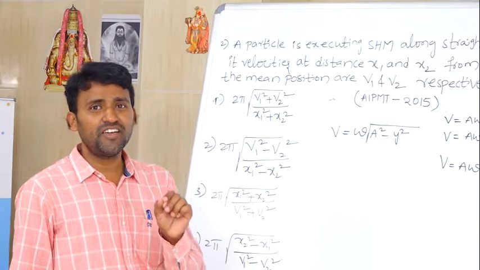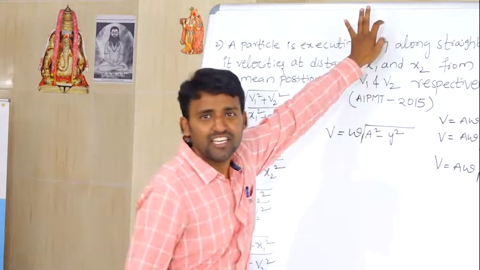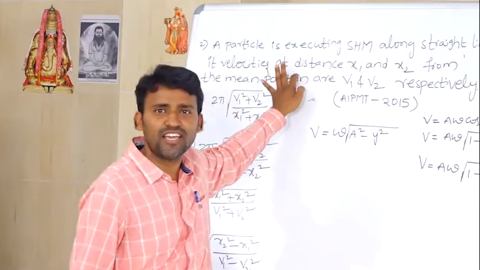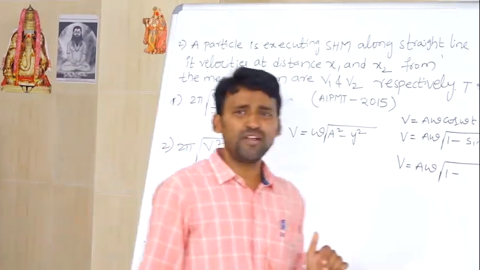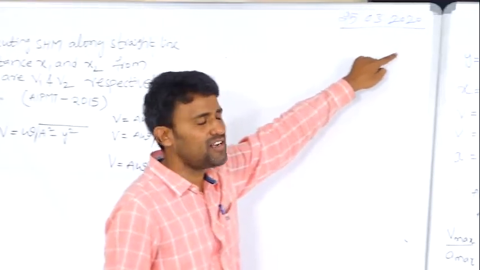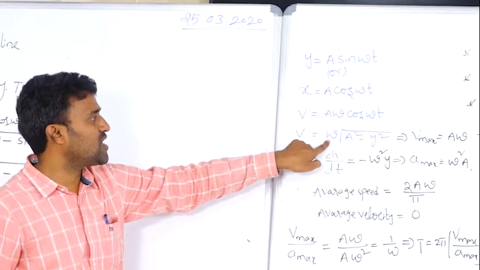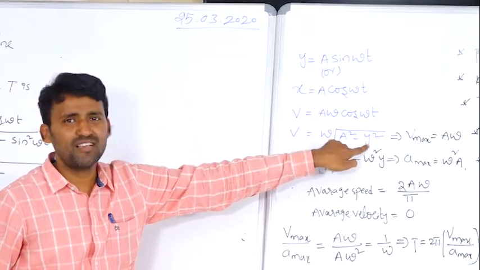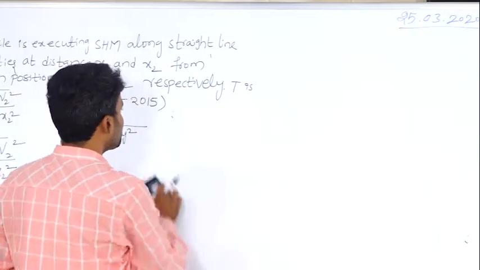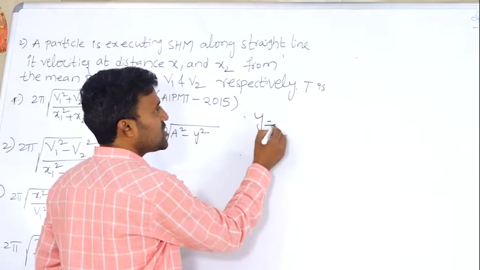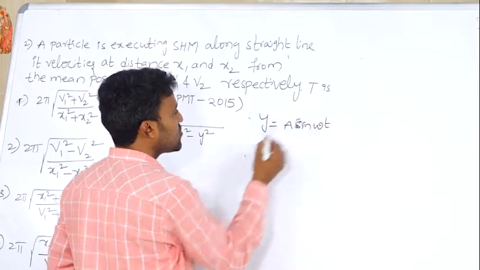In the numerical problem, the relation between the displacement and velocity is mentioned. From this only we have to take the derivation. The displacement-velocity equation is v = a cos omega t, and v = omega under root of a square minus y square. For your understanding, I am writing the equations here: displacement y = a sin omega t.